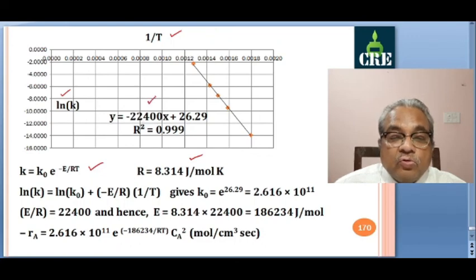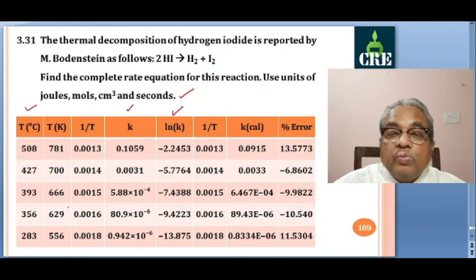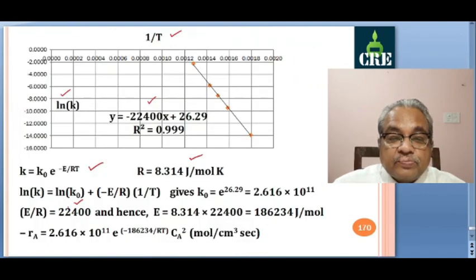So slope, negative slope, 22,400 is the magnitude. So minus E by RT, so plus E by R is 22,400. So E is equal to 8.314 into 22,400. That comes out to be 186,234 joules per mole. You can report it in kilojoules per mole also, 186.23 kilojoules per mole. But we have been asked to use the units of joules, moles, centimeter cube and seconds.